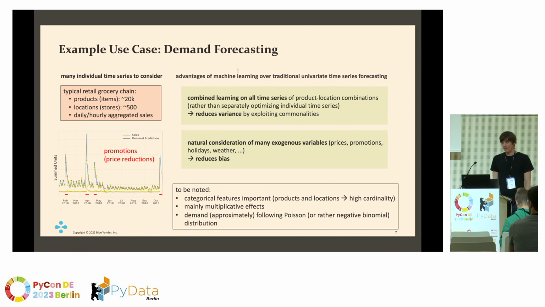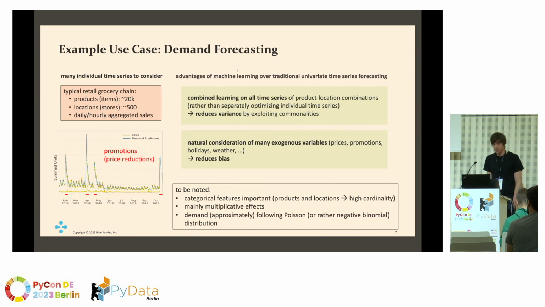So the advantage of using machine learning over that, first of all, is that if you learn on all time series together, you can actually make use of the commonalities between them. And by doing so, you can reduce the variance. So that means maybe all products in a given group behave the same thing, right? So they have the same weekly structure or something like that. If you learn it on that level, it's much better than if you learn it individually for each of the time series, right? So this is something like the hierarchical sense of it.